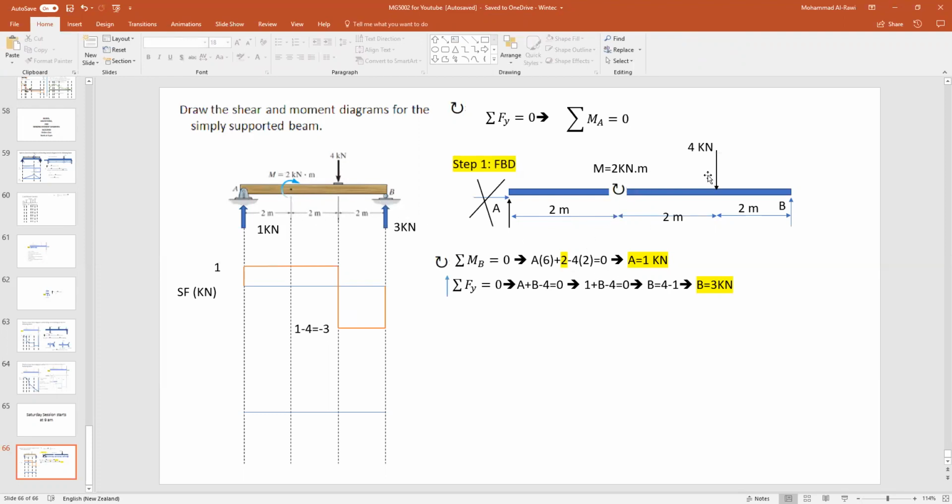Minus, now I go to the 4 kilonewtons. The distance from 4 kilonewtons to point B is 2 meters. And if you look as well, we say we fix point B, and this will try to push in that direction.